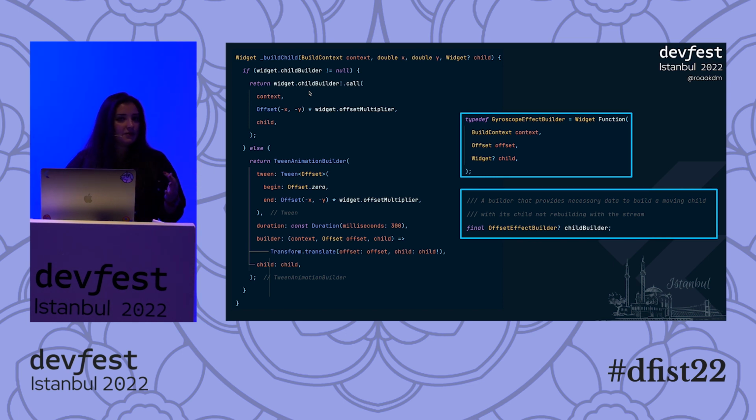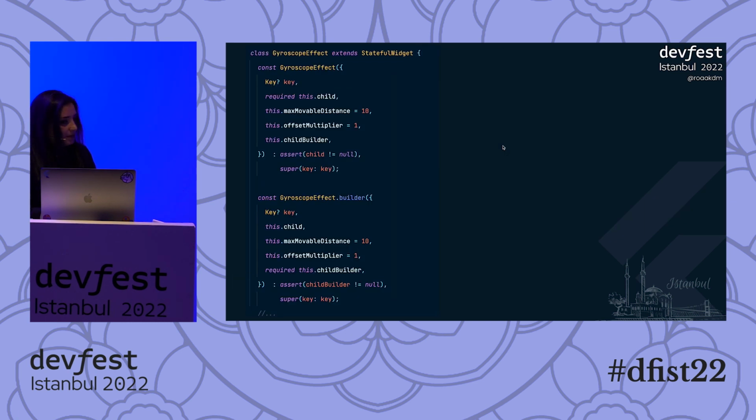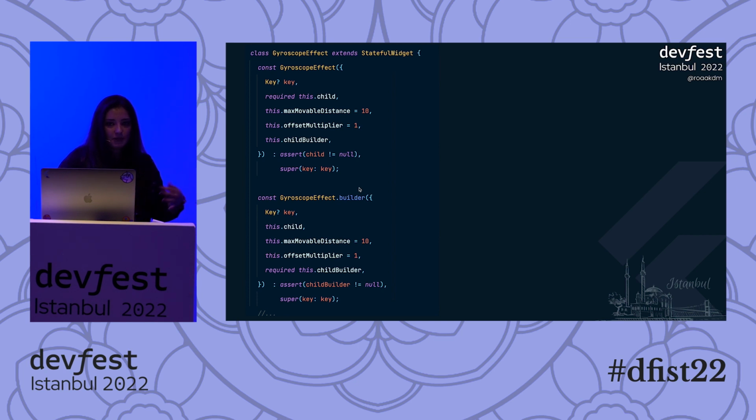Or I can just provide it with a child, and this code will run. It will wrap it automatically with a tween animation builder again, and run the animation on it. By the way, the child builder has this type, and this is the offset that can be used in the child widget. This is how the constructors are differentiating between the child and child builder. So if I want to use the child builder, I can use the dot builder. This is the syntax similar to Flutter widgets, so it's familiar and causes the code to be more consistent.